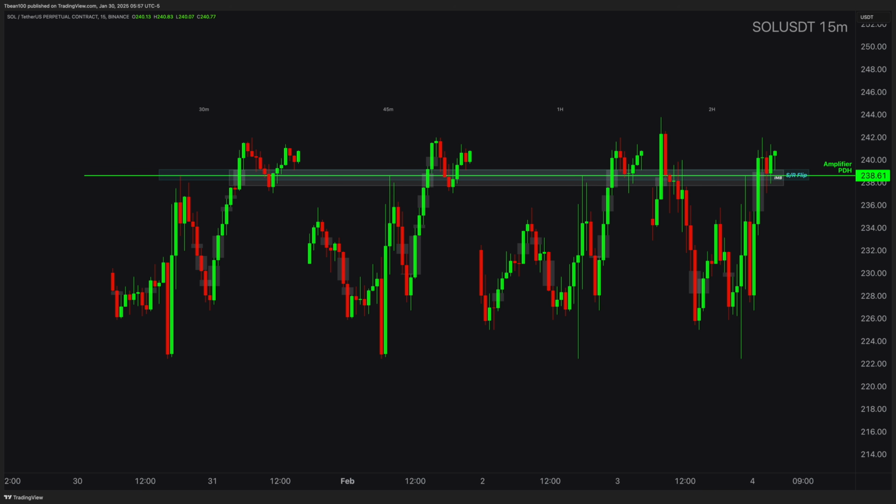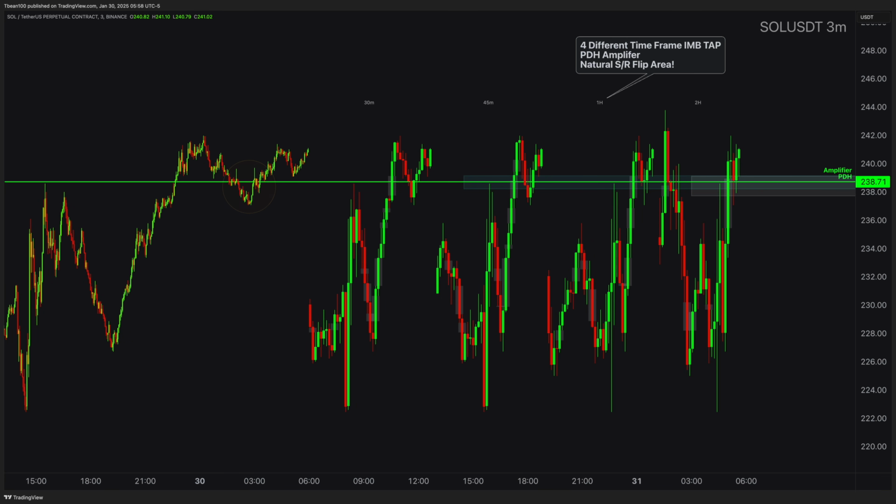But the most important thing here is 4 imbalance taps, which come from 4 different time frames at once. This is the core of my masterclass strategy. So we have everything we need to look for a trade now. What we're gonna do is this. We will observe this amazing area in the low time frames and seek more precise entries.